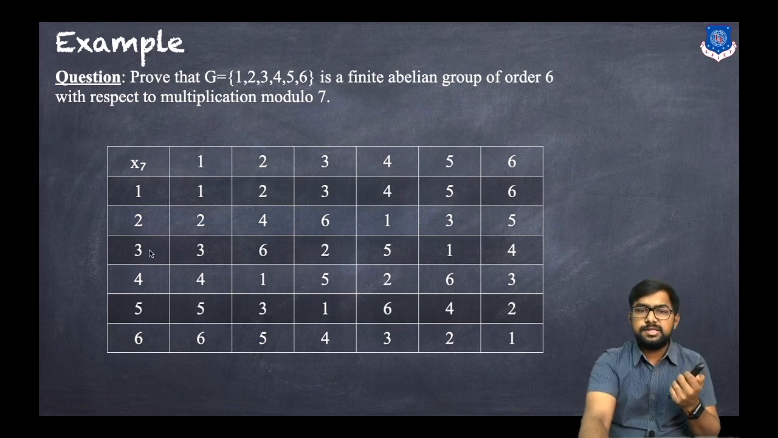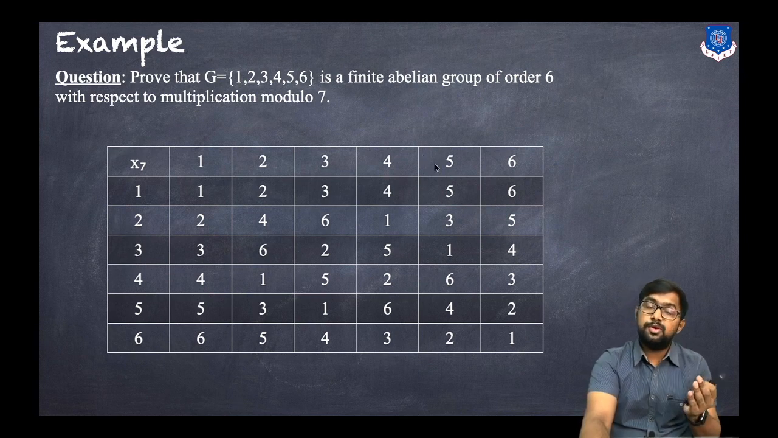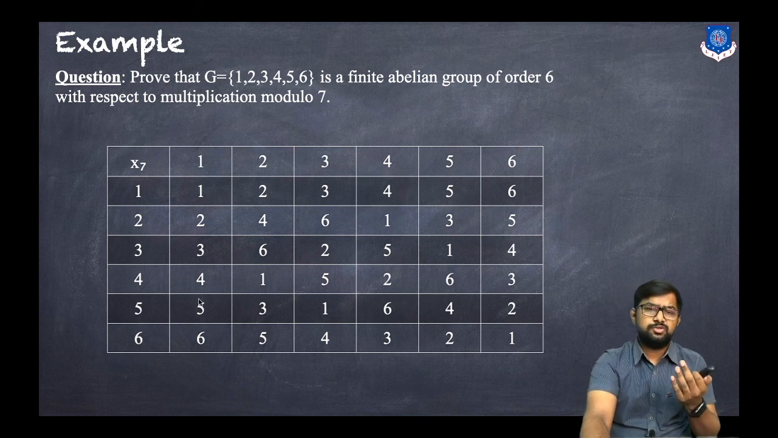Now consider 3 and 5. So 3 into 5, because it is a multiplication modulo. So 3 into 5, that is 15. And 15 divided by 7, so the remainder is 1. So here it will be 1. Now 5 into 4 is 20. 20 divided by 7, so we'll get remainder as 6. So this is how you can calculate all the entries.